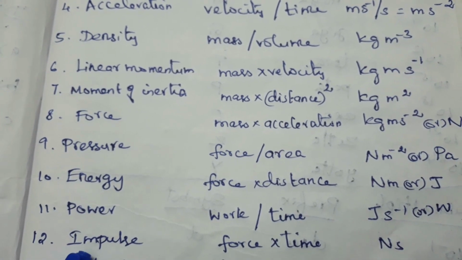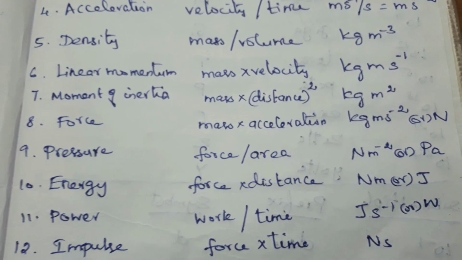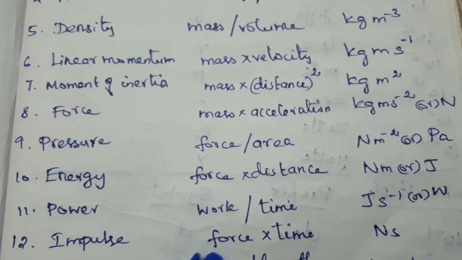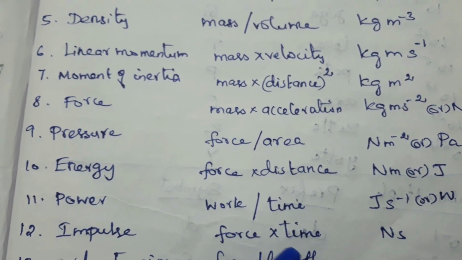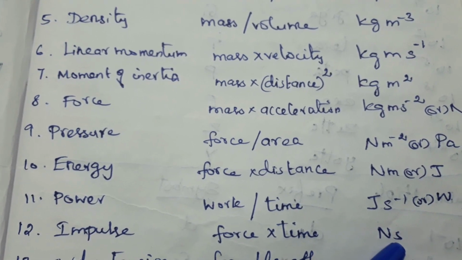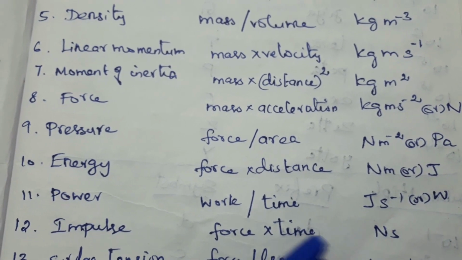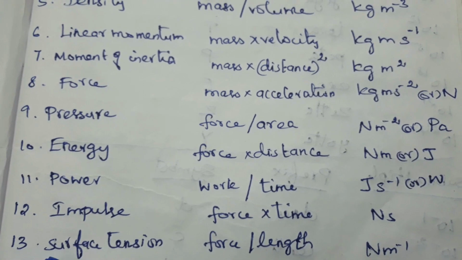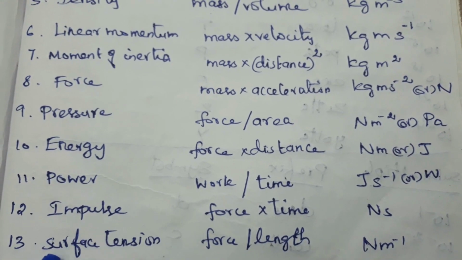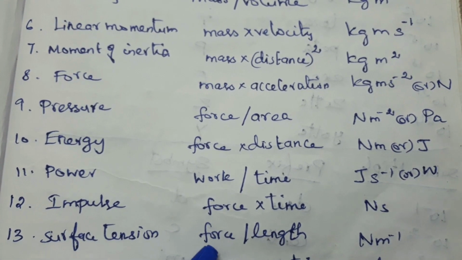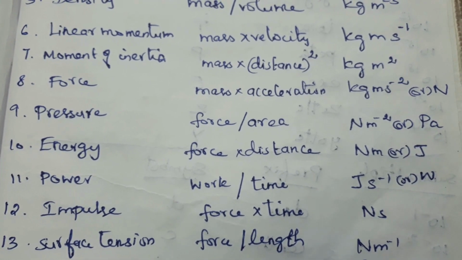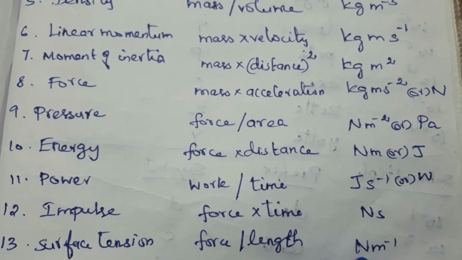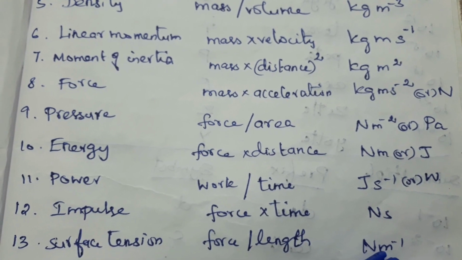Next one, impulse. Impulse is force into time. So force unit is Newton, time unit is second. So Newton second. Next, surface tension. Surface tension is force per length. So force Newton per length, per meter, or we can write Newton meter raised to minus 1.